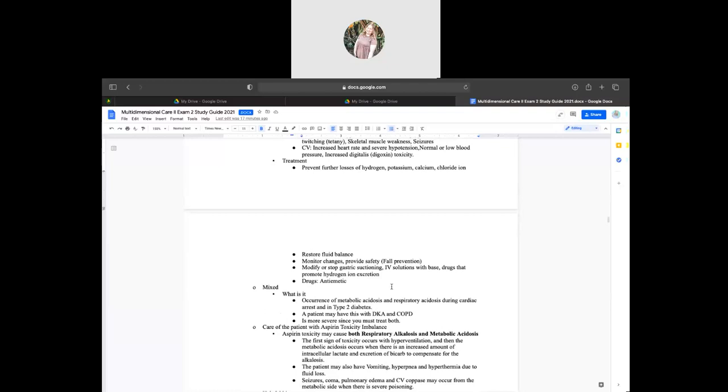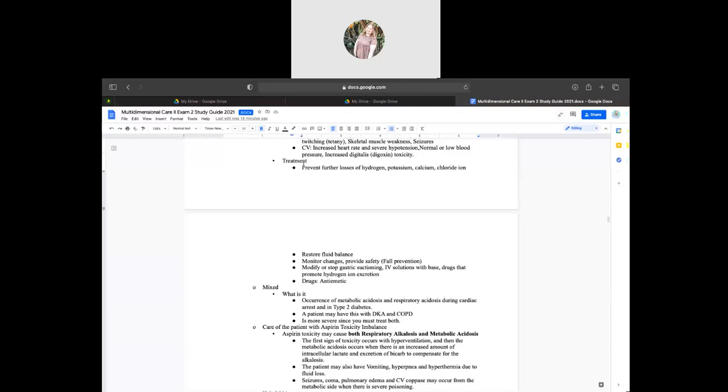Okay. Treatment for metabolic alkalosis is you can prevent further losses of certain ions. Remember, you always want to treat your cause. You can restore fluid balances, monitor for changes, provide safety, modify or stop suctioning. You can give IV solutions, drugs that promote hydrogen ion excretion, antiemetics to help with the vomiting. Remember, you don't have to suction as often if not needed.